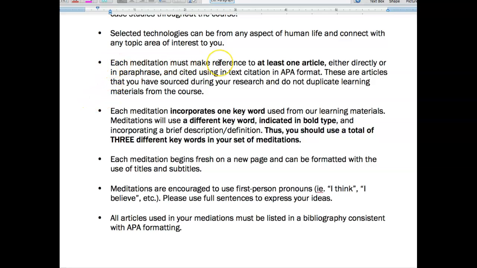So each meditation should make reference to at least one article that you have found. And this could be done directly or indirectly in a paraphrase. Either way, you need to cite it in text using APA format. So the articles that you have selected to include in your reference are things that you have found during your research. Please aim to not duplicate things that we have used in our course. The idea here is for you to teach me a little bit about technologies that you think are important. It's not to mimic what I think is important.